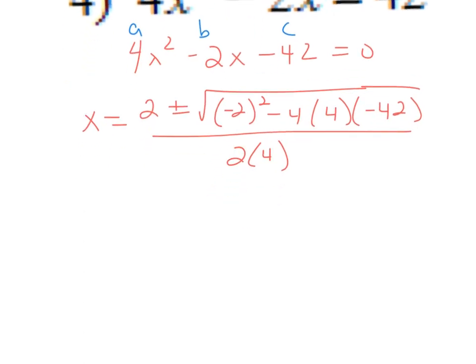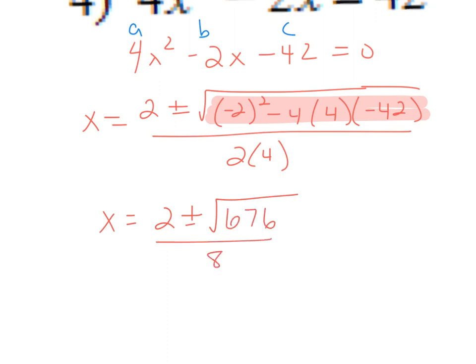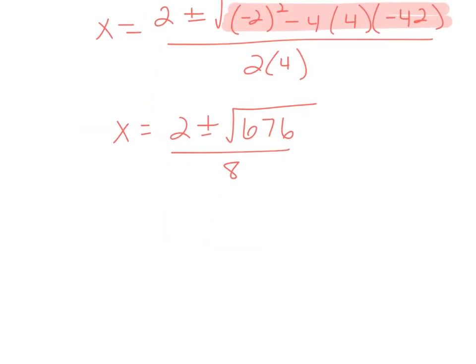Okay, so again, I'm going to go ahead and work this inside right here. So I get negative 2 squared minus 4 times negative 42. Okay, so on the inside here, I get x equals 2 plus or minus the square root of 676 divided by 8. All right, so now I'm going to take the square root of 676 in my calculator, and I got 26. So x equals 2 plus or minus 26 divided by 8.